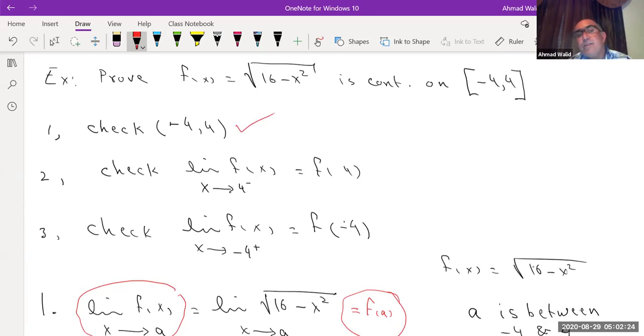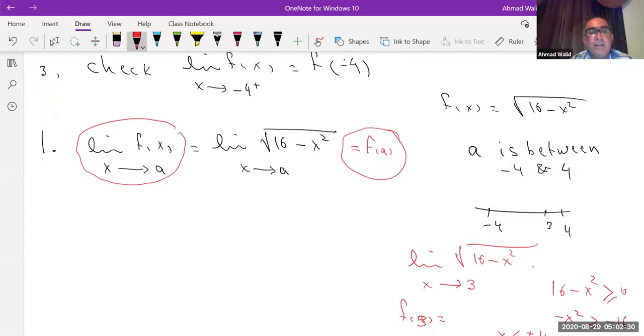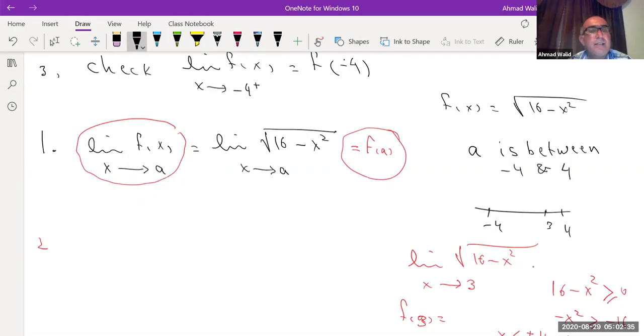The function is continuous. Check number 2. Let me change the color back to black. Maybe some of you don't like red. I want to check that the limit of f of x as x approaches 4 from the left exists, or is equal. Exist means it's equal to f of 4. Why did I choose this notation?